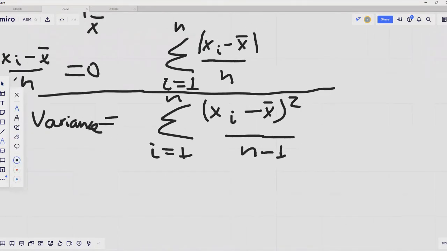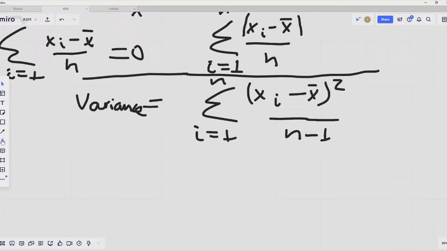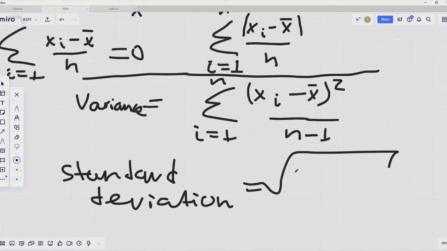We still have one small problem. If you take a closer look, let's assume that the units of our variable x are in meters, then the variance will be in meters squared. To deal with that problem, we can simply take the square root of variance. And this is known as standard deviation. Standard deviation is the square root of variance.